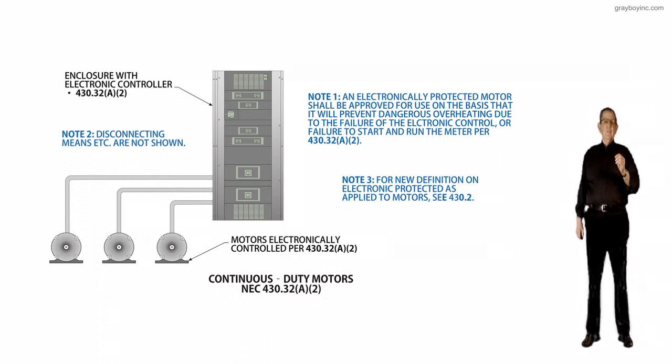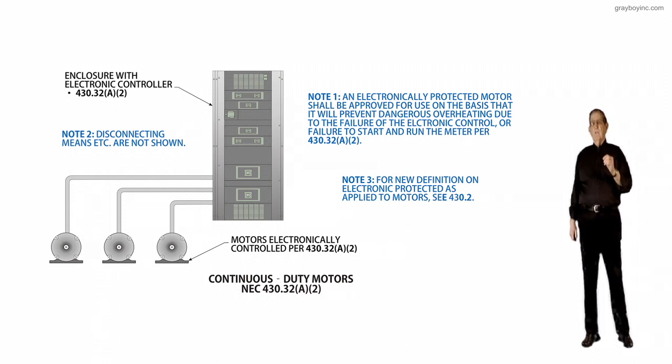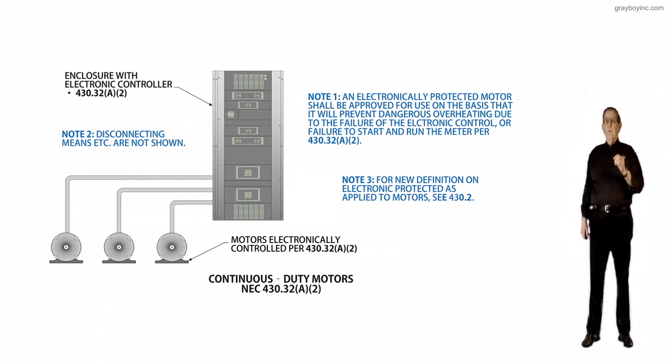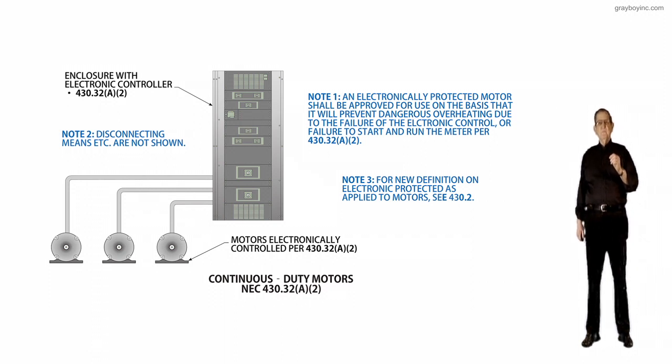Also, in sections 430.32(A)(2) and 430.30(B)(2), the terms EP and electronically protected motors are being added to 430.7.